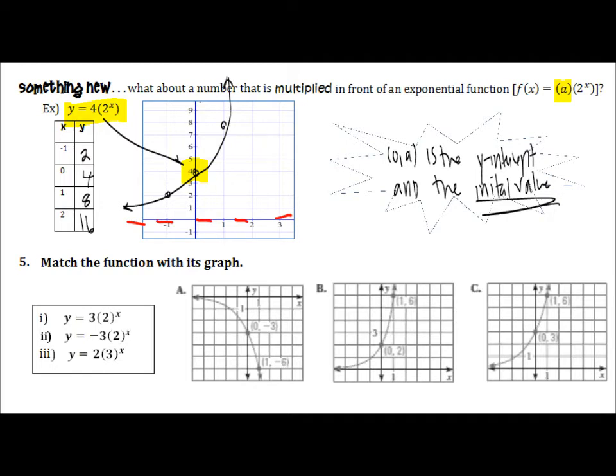This fun fact makes it very easy to match functions with their graphs. Try to match 1, 2, and 3 with graphs A, B, and C. Pay careful attention to the A, the constant, multiplied in front of these exponential functions. They are the y-intercept or the initial value.